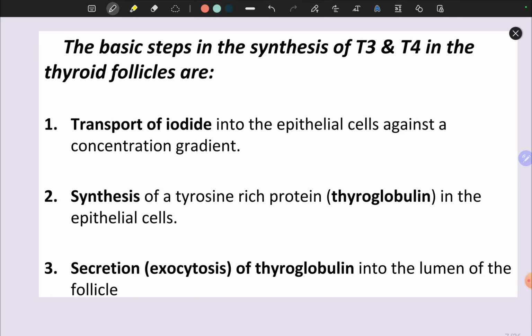Thyroglobulin, now tyrosine. So we have tyrosine. This tyrosine needs to bind to the iodine in order to make what?